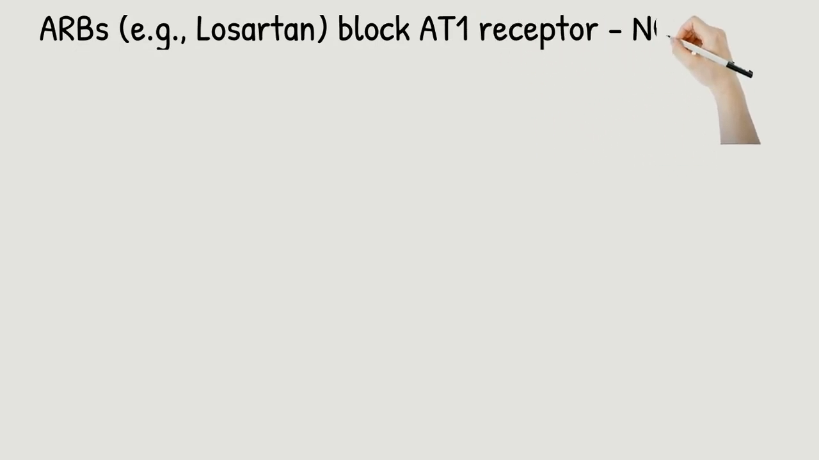ARBs, like losartan, don't touch ACE at all. They block the angiotensin 2 receptor directly, the AT1 receptor. Same downstream effects, but bradykinin is unaffected. No cough. That distinction is tested constantly.